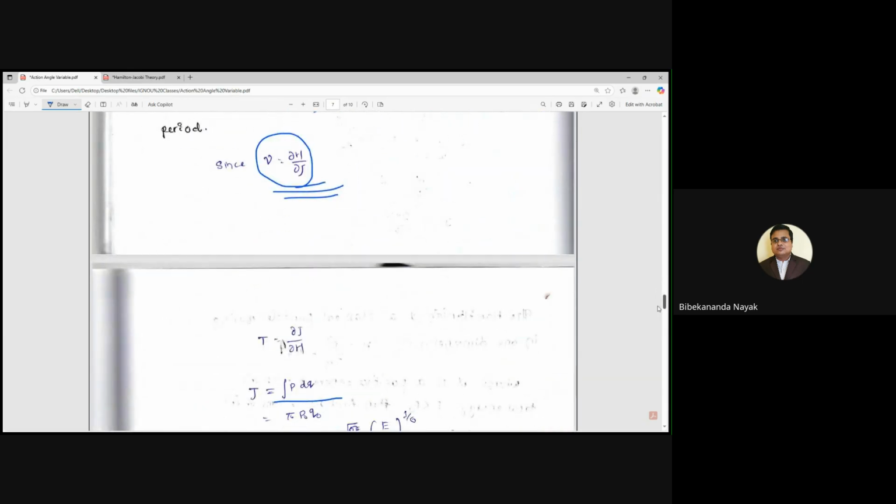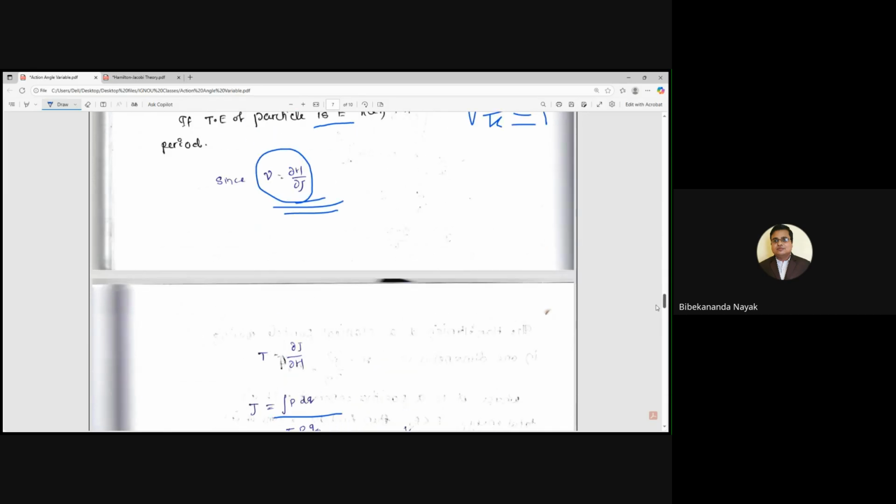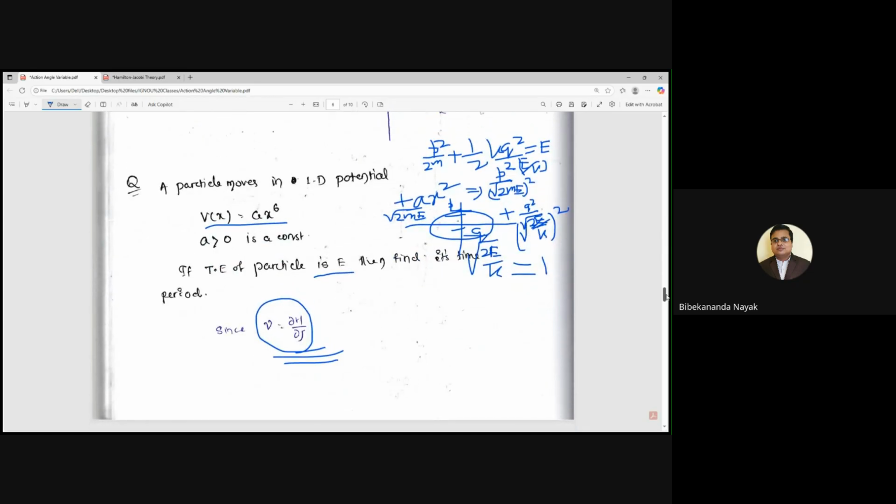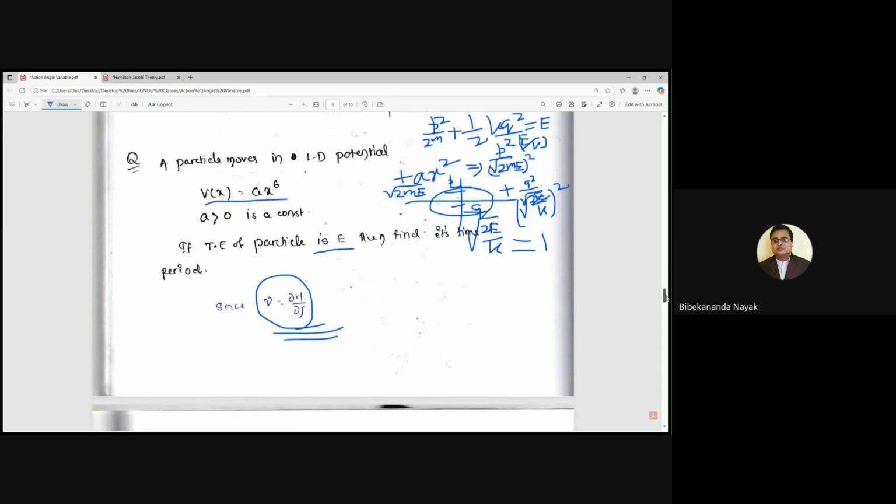Now our potential is x to the power 6. Here we can write J as the integral of p dq. It is also an ellipse, and its area is equal to pi times p q. One side is root over 2mE, and the other side is E by A to the power 1 by 6. Otherwise it cannot be an ellipse. If we have x to the power 6, then the axis varies as E to the power 1 by 6.